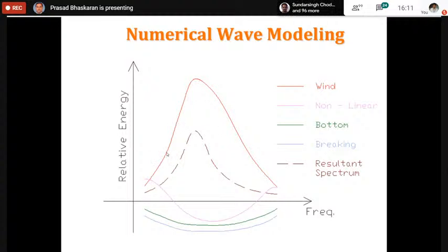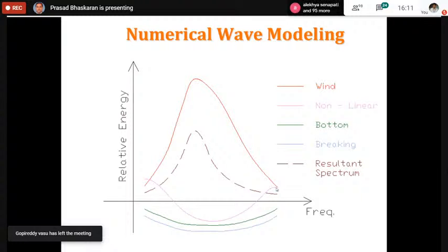Now when the wind is generating the waves, what is happening? Wavelets are generated. When the wavelets are generated, you have different types of individual waves which are created, and these individual waves move with different speeds. So when they move with different speeds, they interact with each other, and during the course of interaction, there will be a nonlinear wave-to-wave interaction which can redistribute the energy within the wave spectrum. So you may have a nonlinear interaction between wavelets, and this is the pink color that you see here.